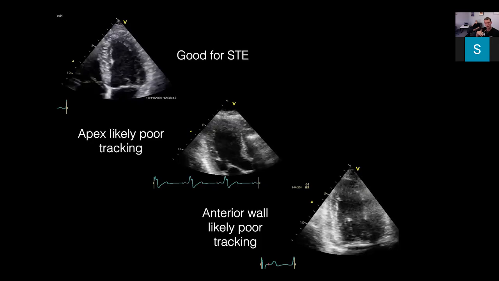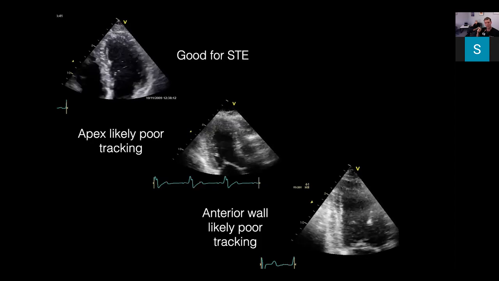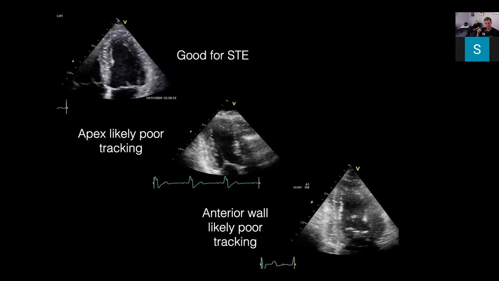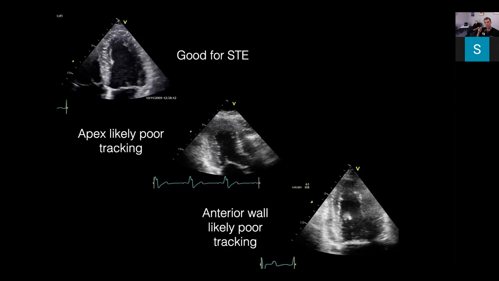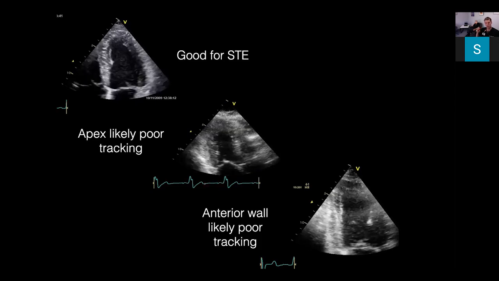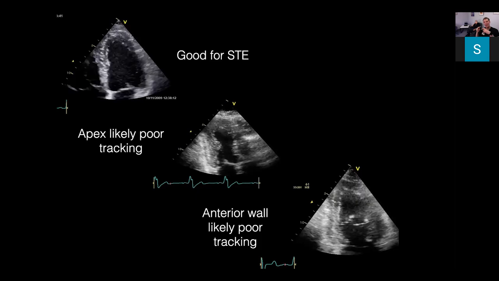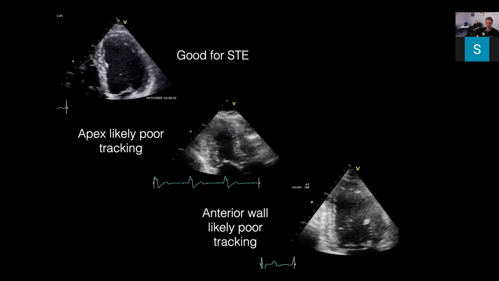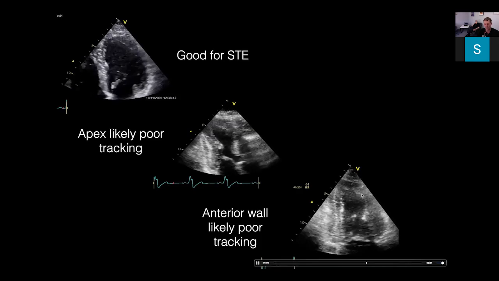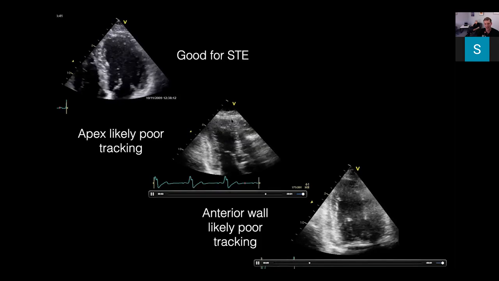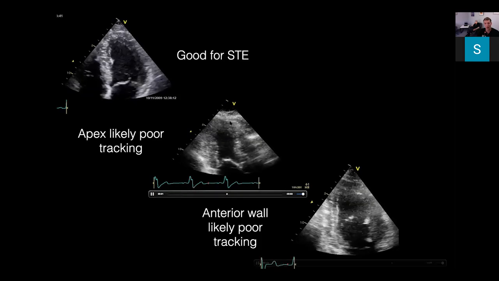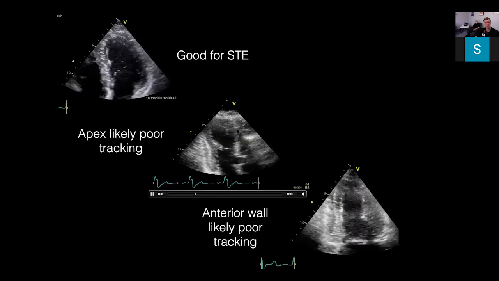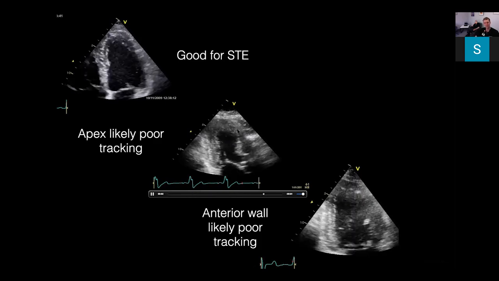And the general rule that we use is that you can ignore a couple of segments, but you can't ignore 2 segments that are the same or next door to each other on 2 separate images. So for example, if the apex and the anterior wall was bad here, and then the apex and the anterior wall were bad here, you can't do global longitudinal strain.